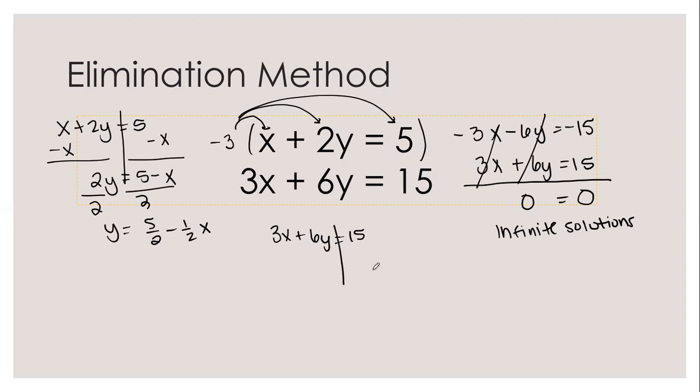Someone tell me how to change this to y equals, please. Go ahead. Subtract 3x from both sides. That gives me 6y equals 15 minus 3x. And then someone else? Divide by 6, thank you. So that would give me y equals 15 over 6 minus 1/2 x. 15 over 6 would reduce to 5 over 2. So that would be the same thing.